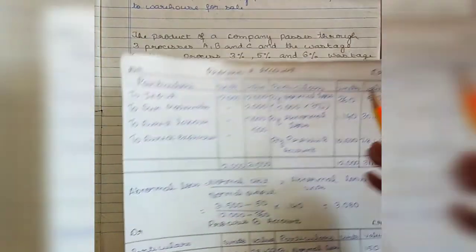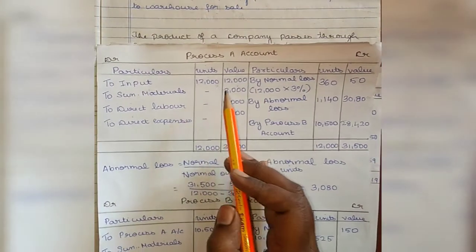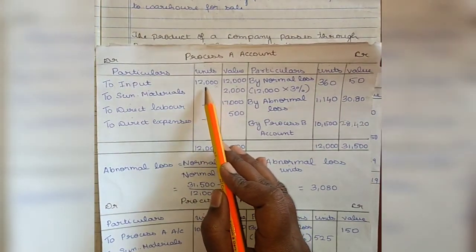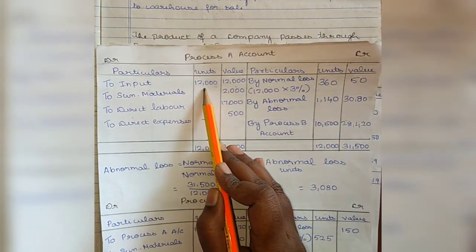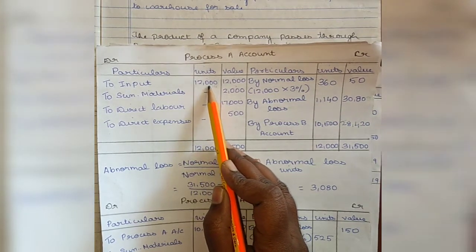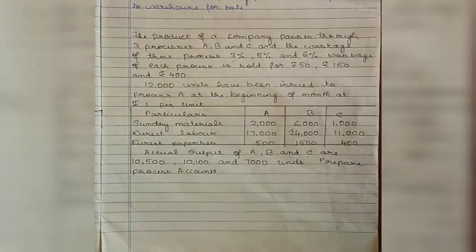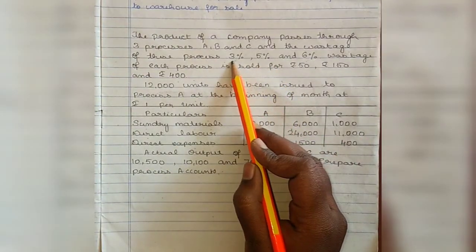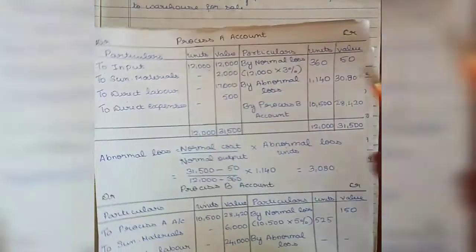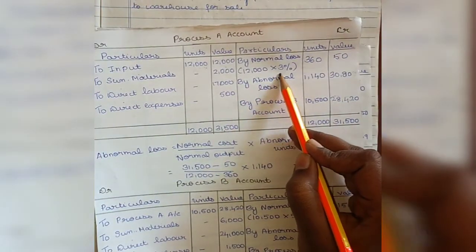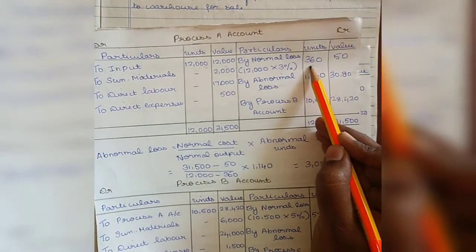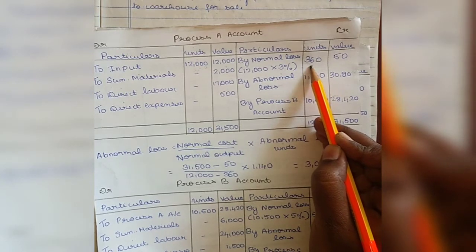Normal loss is always on the input value. What is the input value here? It is 12,000. On this 12,000 we are supposed to calculate the normal waste. Now look into the question. What is the normal waste for process A? It is 3%. 12,000 into 3% gives us 360. That 360 is what we have taken here.